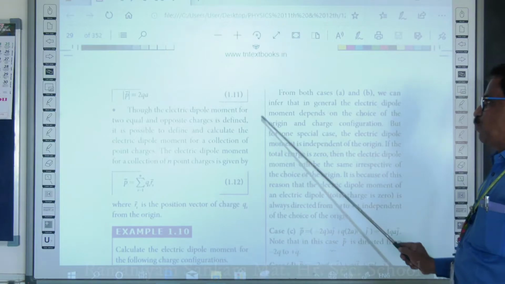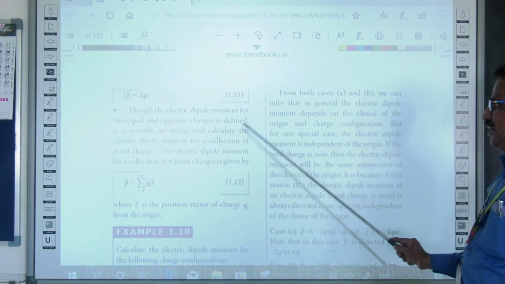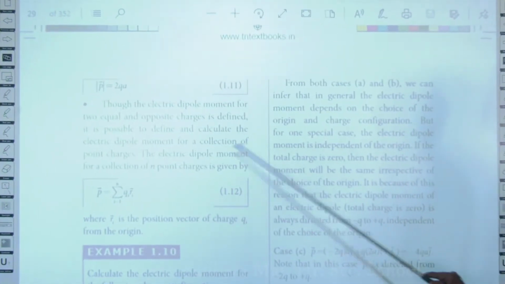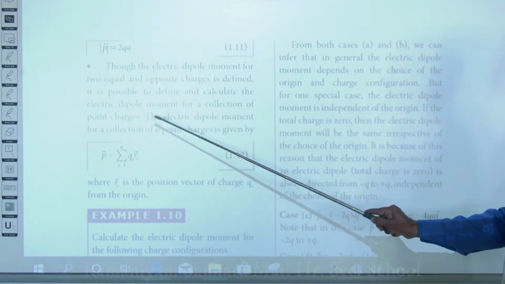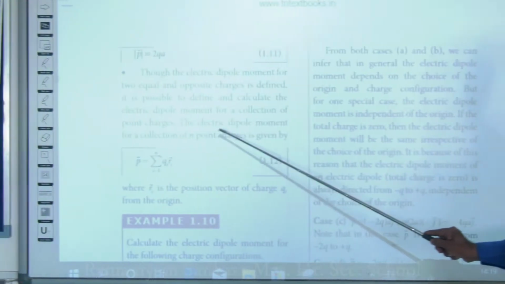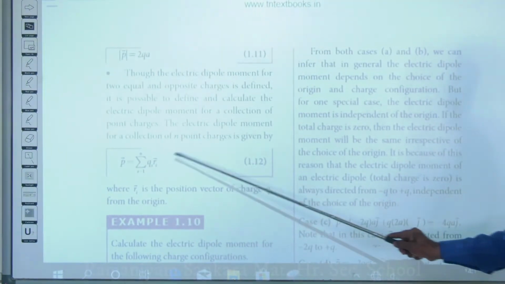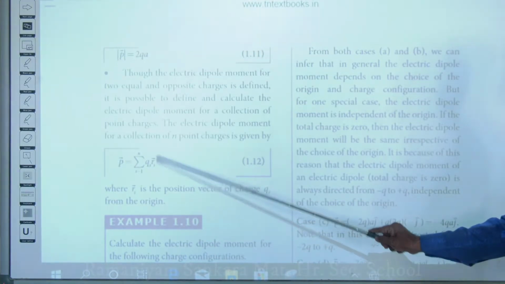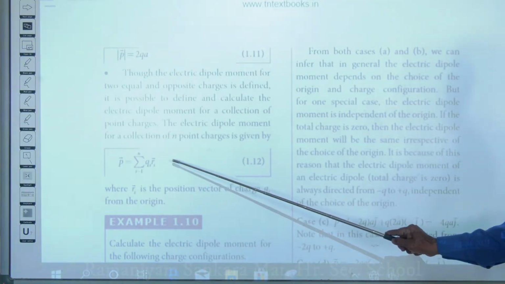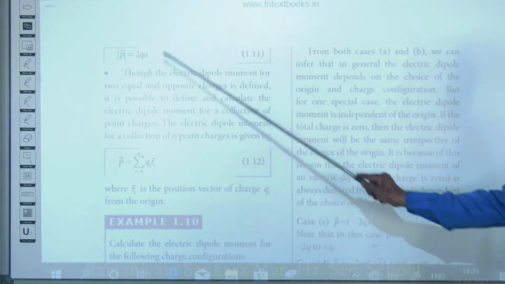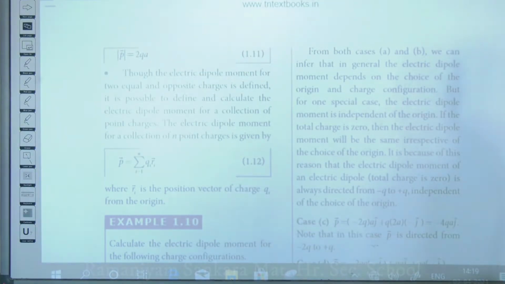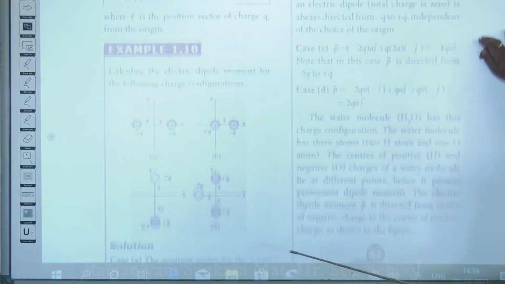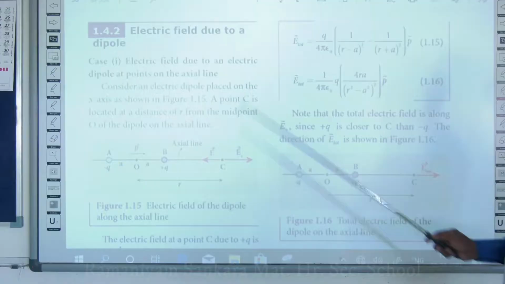Though the electric dipole moment is defined for two equal and opposite charges, it is possible to define and calculate the electric dipole moment for a collection of point charges. Suppose there are many charges, then the electric dipole moment is a collection, meaning sigma, you have to write i equal to 1 to n, q i r i. Remember carefully, r i is the position vector of the charge q i from the origin. The problems we will do later. Example 1.10, when the school opens, we will do in the classroom.